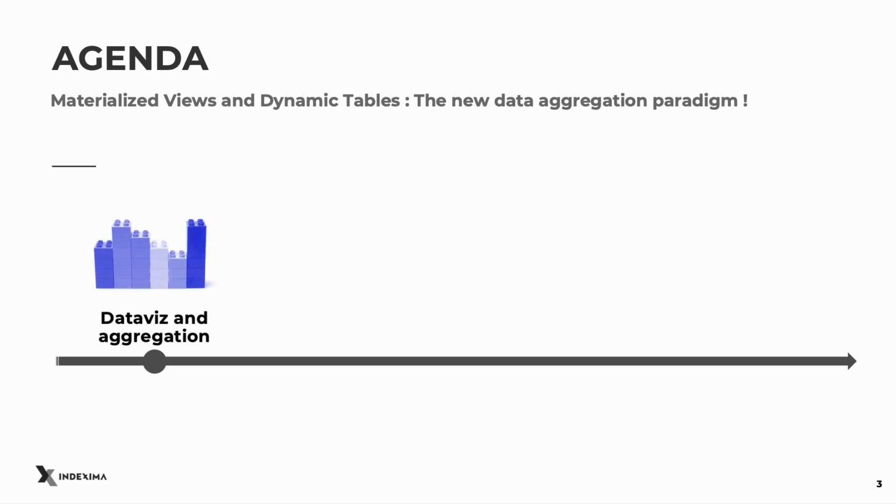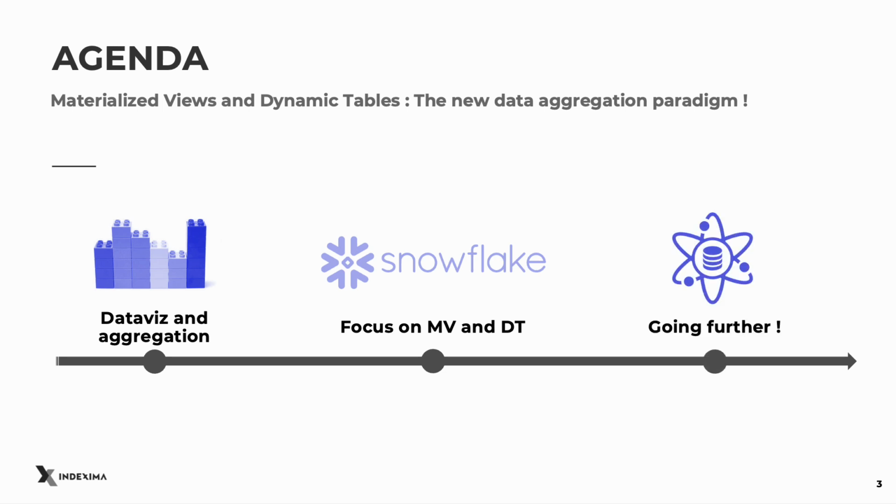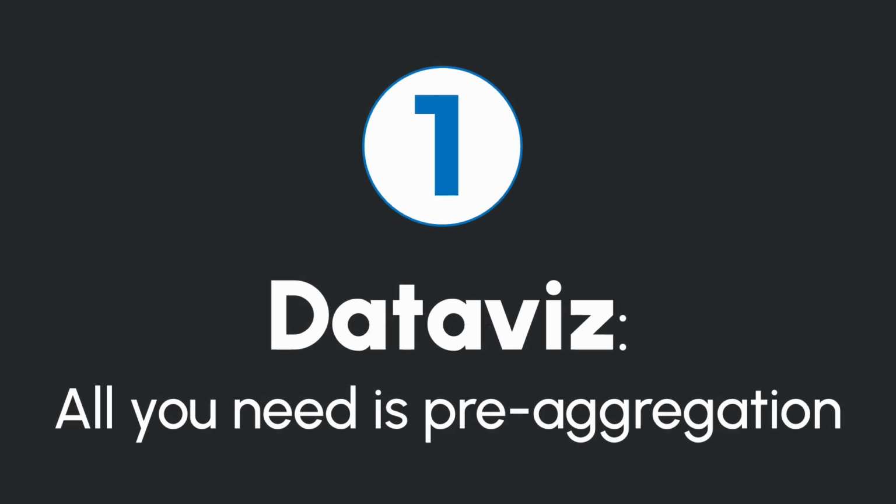The agenda for this presentation is in three parts. First, an introduction to the principles of aggregation in Dataviz. In the second part, we'll focus together on materialized views and dynamic tables in a customer context based on real cases. And finally, we'll look at how to make the most of MVs and DTs once we've seen how the two compare.